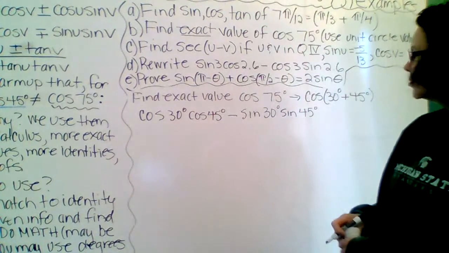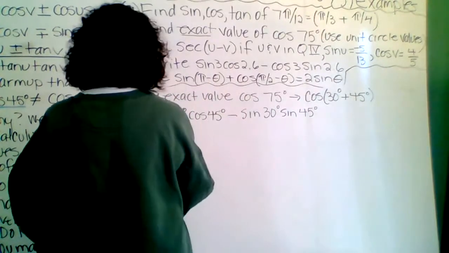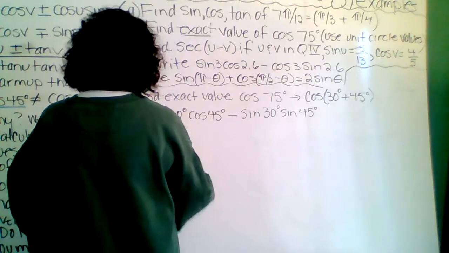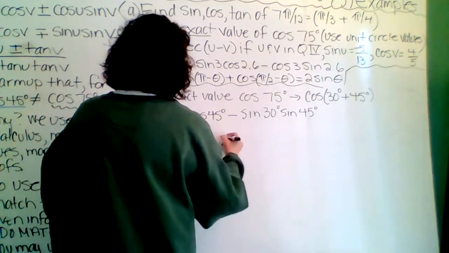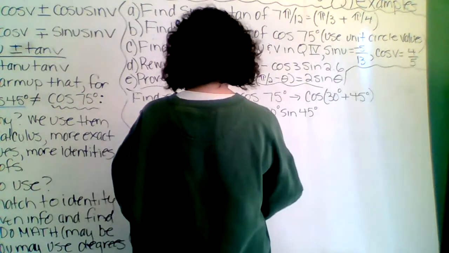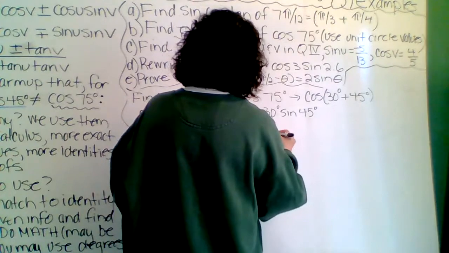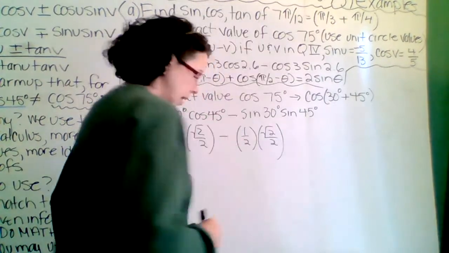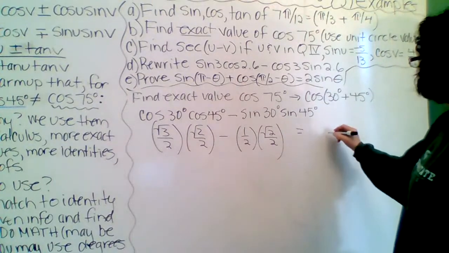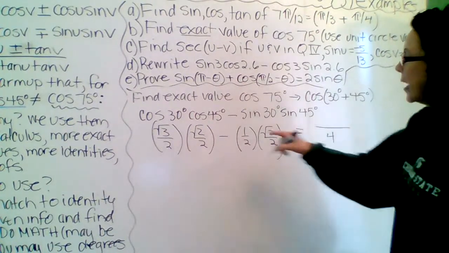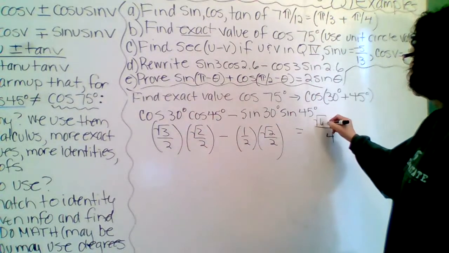We know these values, right? Cosine of 30 degrees, that's the square root of 3 over 2. Cosine of 45 is the square root of 2 over 2, minus sine of 30 is 1/2. Sine of 45 is the square root of 2 over 2. So our final answer here is our denominator is 4 and our numerator is the square root of 6 minus the square root of 2.